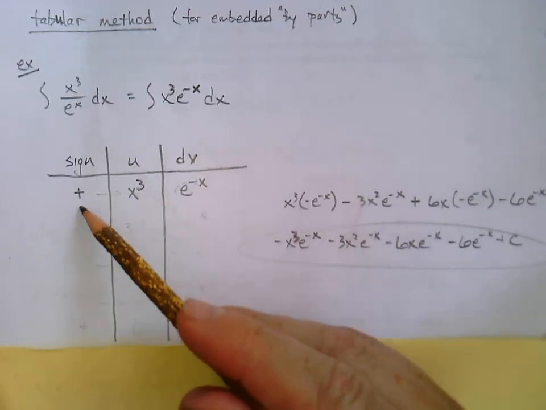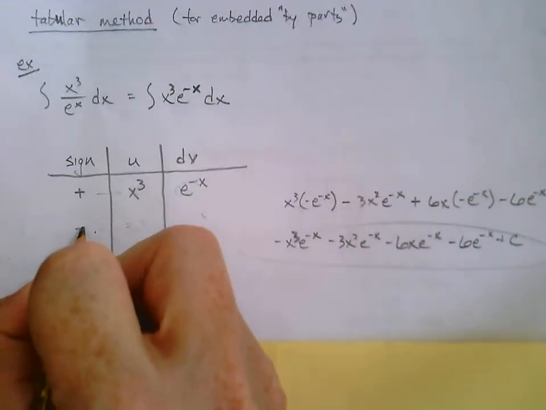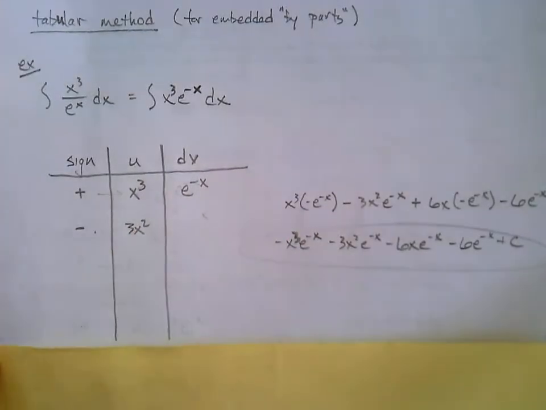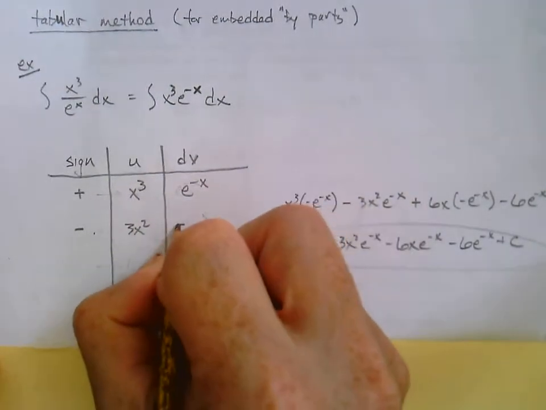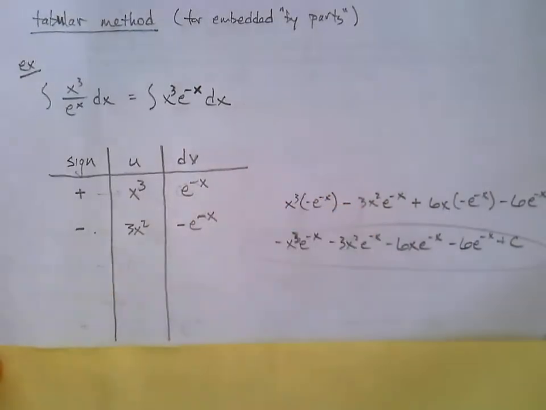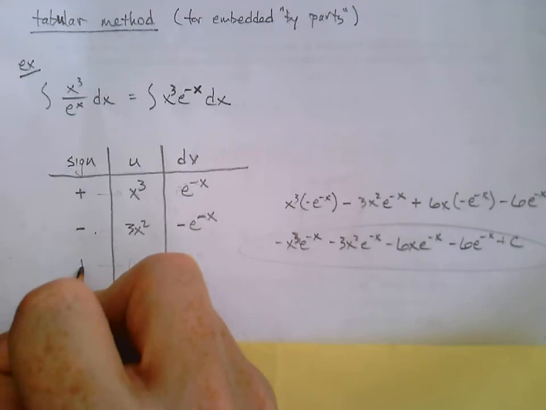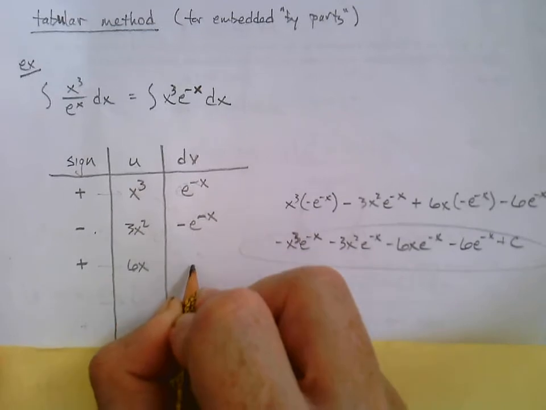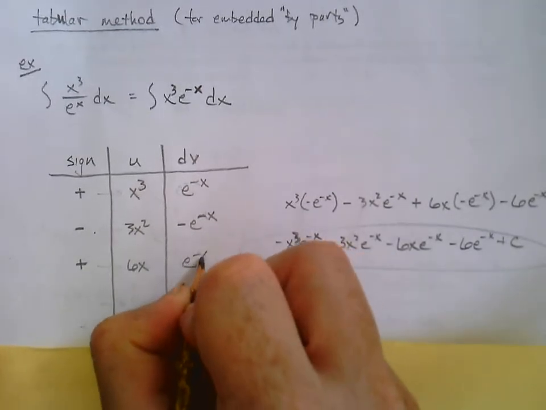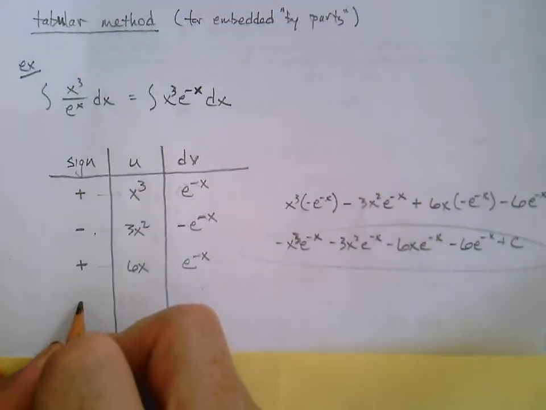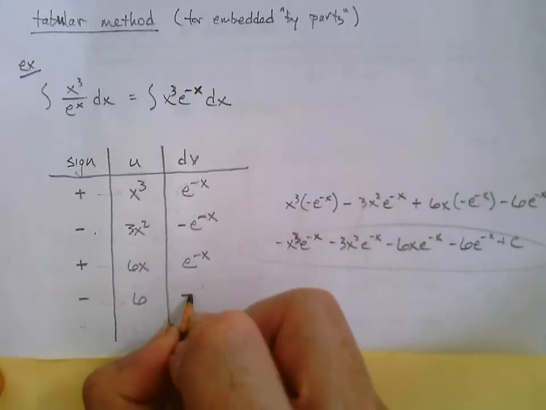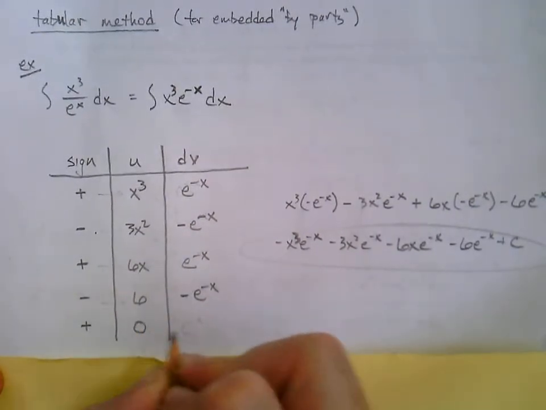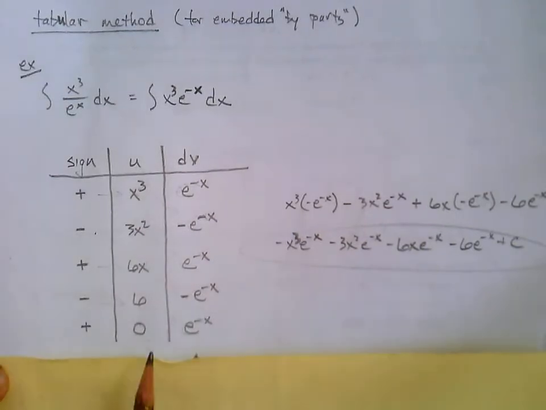And every time we do it, the sign alternates. Okay, so the next one's going to be negative. And then derivatives for the u, so 3x squared. Antiderivatives here, negative e to the negative x. Okay. Then we're going to go again. It's going to be positive this time, alternating. Then derivative, 6x. Antiderivative, well, that negative just disappears again, right? And we're going to keep doing this until our derivatives hit 0. When the derivative hits 0, then stop.